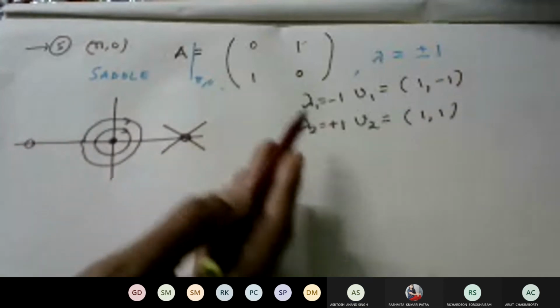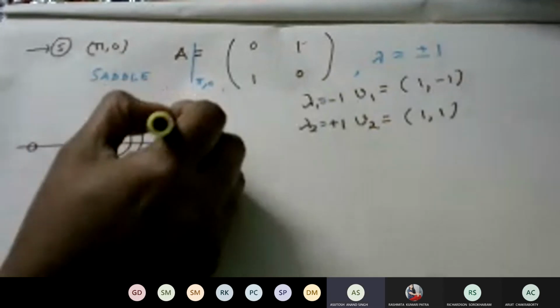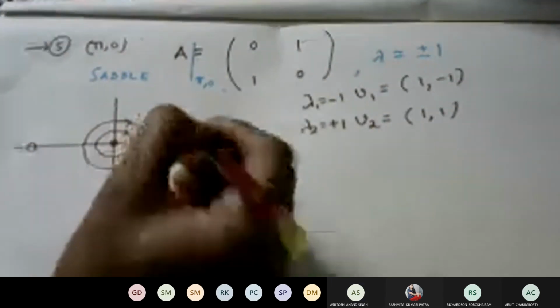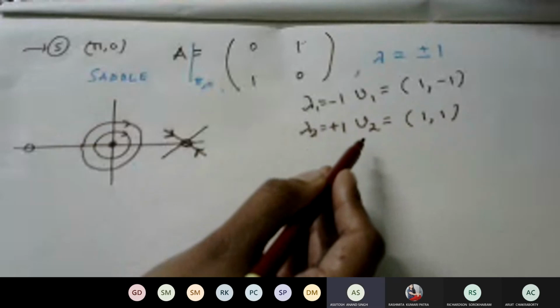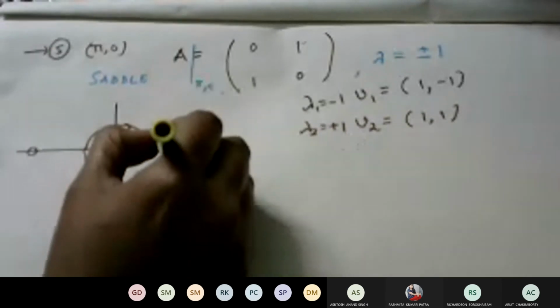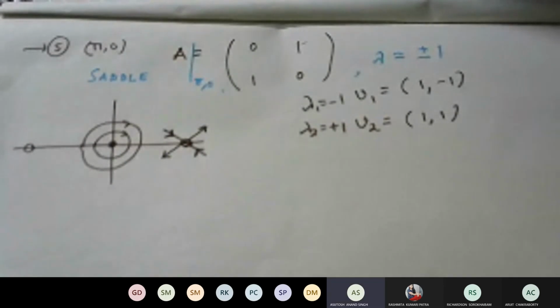Let us do the arrows. So first one, lambda 1 equal to minus 1, is going to be my stable manifold. Let us give the arrows towards the saddle point. 1, 1 is going to be my unstable manifold. So let us give the arrows away from the saddle point. Linearization. We will now extend these arrows beyond a certain proximity from the particular point.